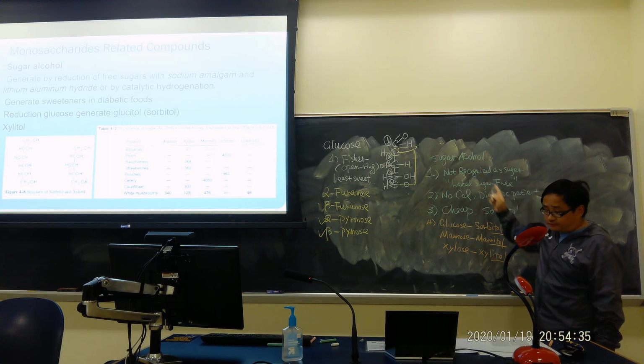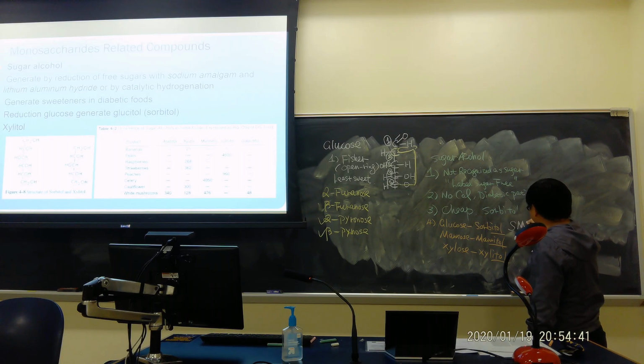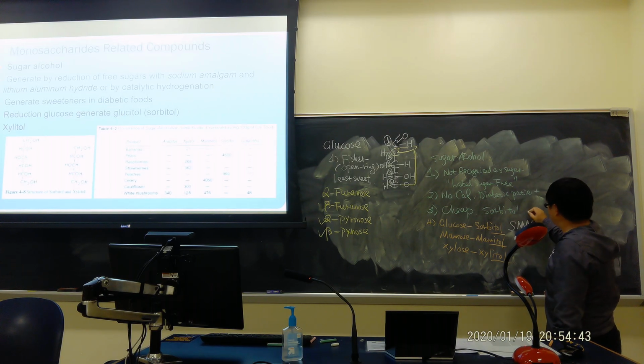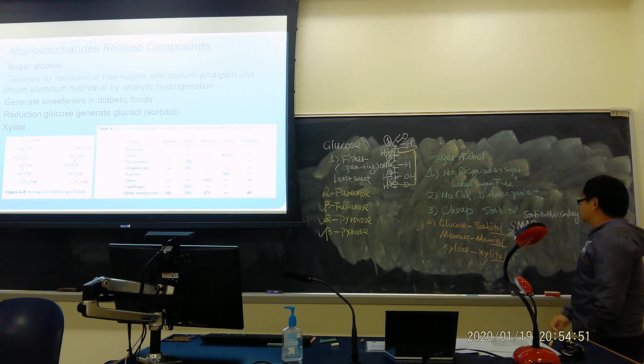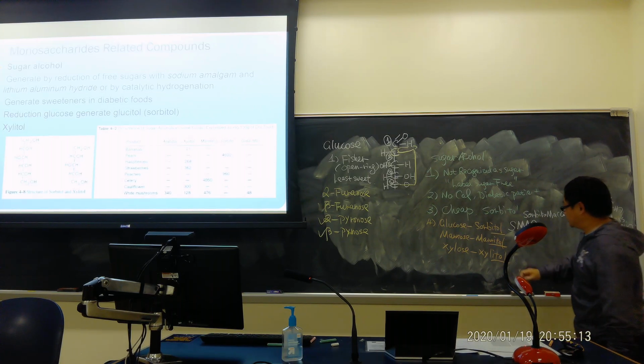This sugar alcohol is very easily used by bacteria. Therefore, we have sorbitol MacConkey. This sorbitol MacConkey agar is used to differentiate E. coli O157:H7, the Shiga toxin generating E. coli, from non-O157. This one is pink and this one is colorless. That's called sorbitol MacConkey.